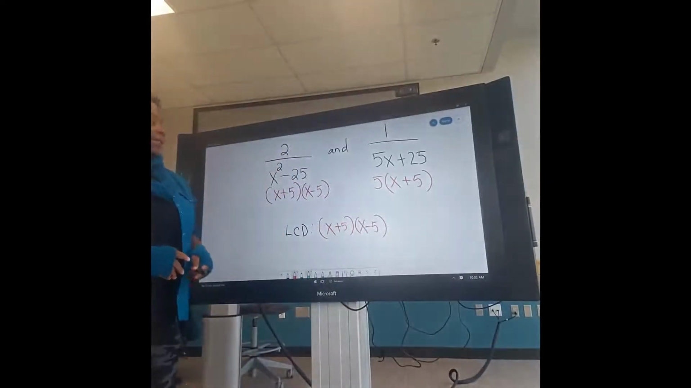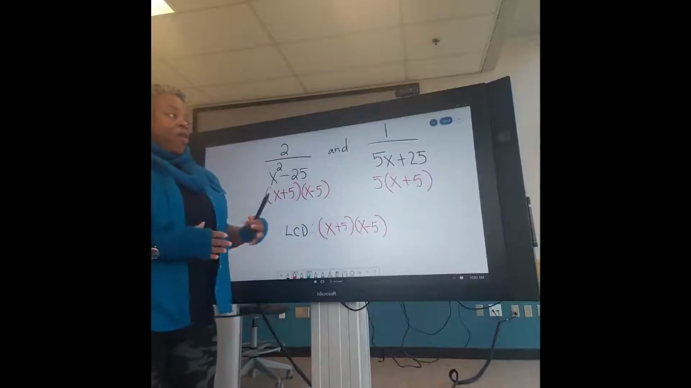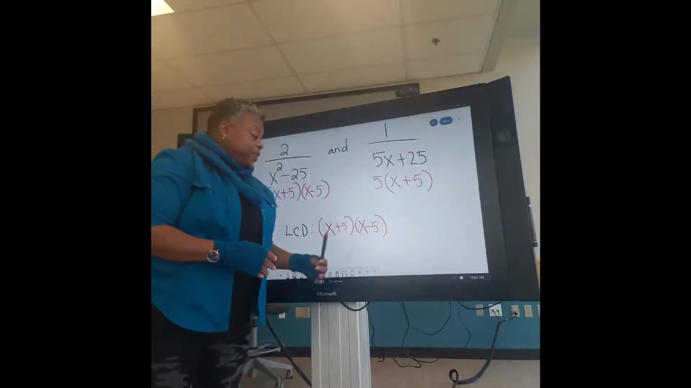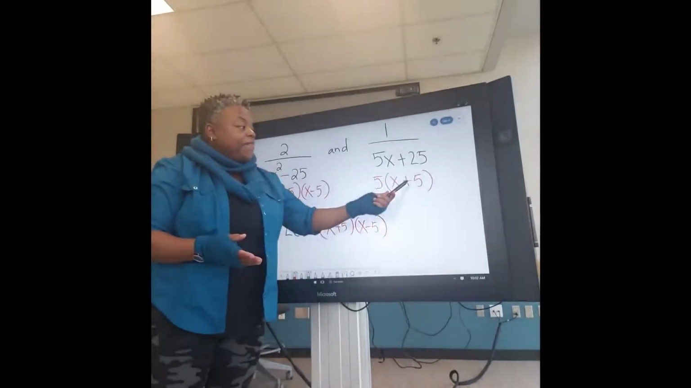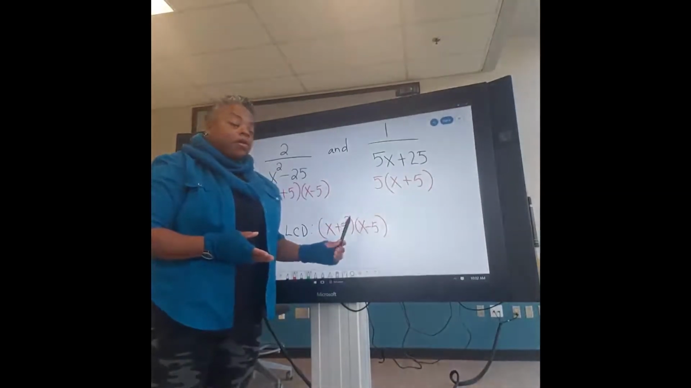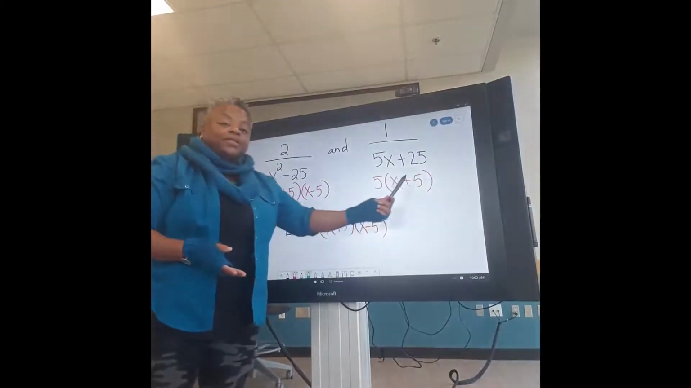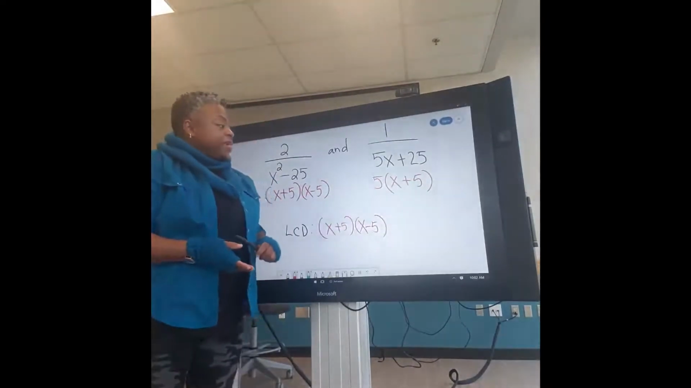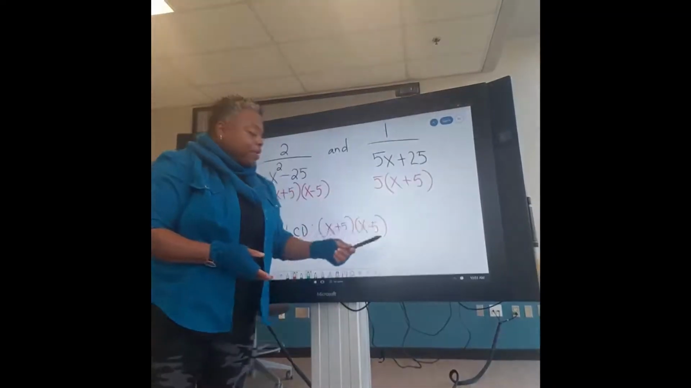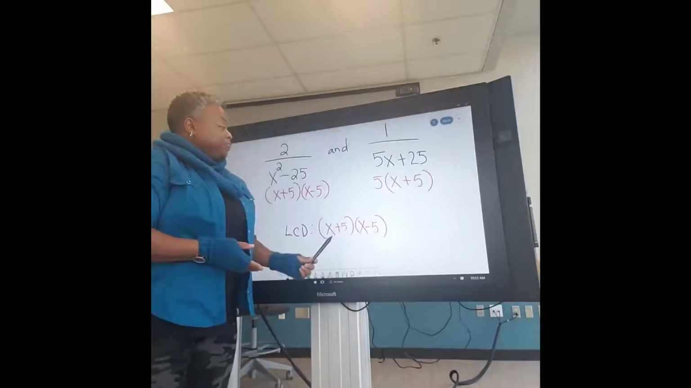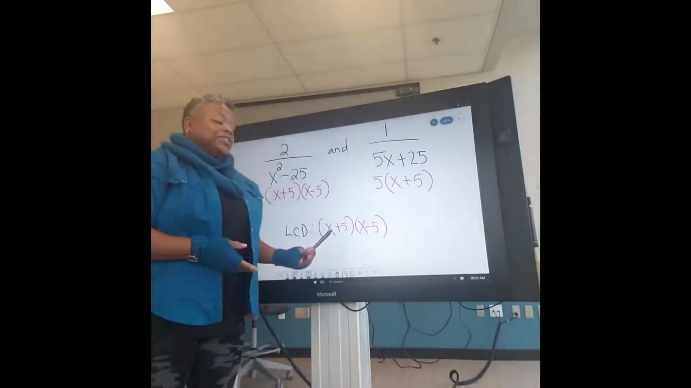Now what I do next is I look at my second fraction, and things that I already have in my first one, I do not rewrite, so it's good. So if I have an x plus 5 here and an x plus 5 in my second one, I don't need to write it because it's common for both. And then I have an x minus 5. This one doesn't have it, but it's okay because everything in my first denominator is this, so that's already included in my LCD.